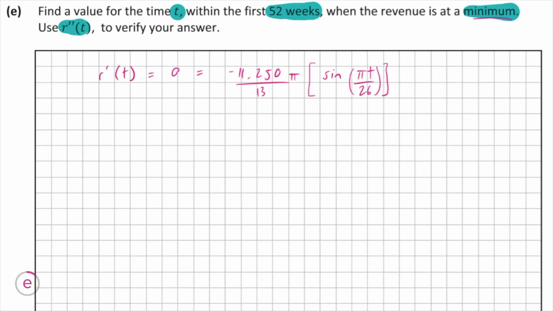So there we have r dash t equal to 0. And because this is equal to 0, we can just divide across by all of this fraction here. And it's just going to completely cancel out. So what we actually have is sine pi t over 26 equal to 0. So therefore pi t over 26 is equal to the sine inverse of 0. And we know at this point that 52 weeks is a full revolution of this function.